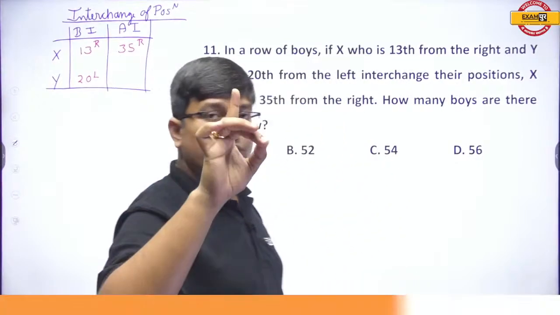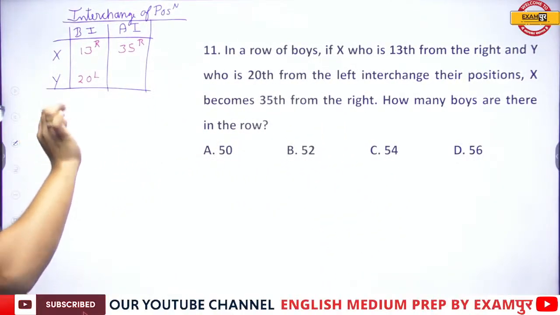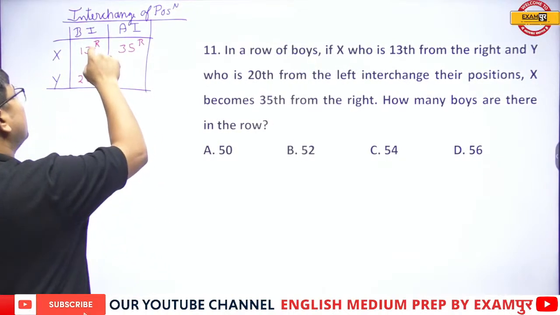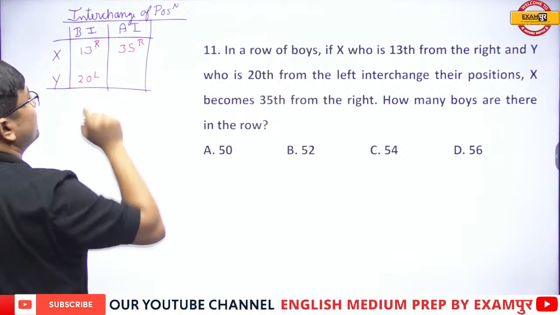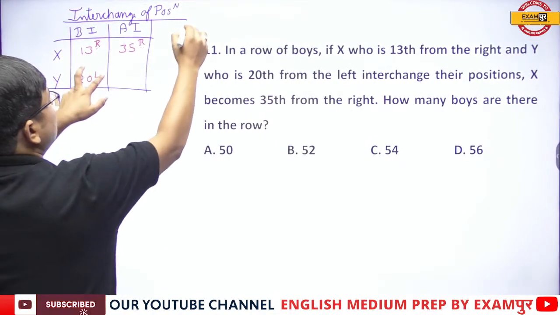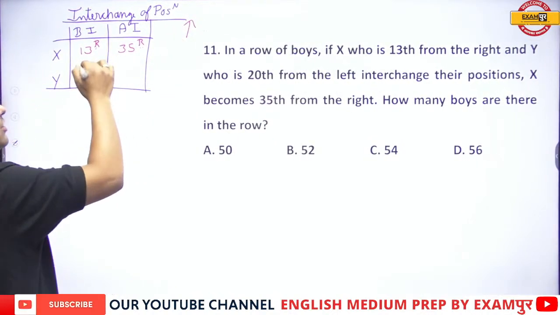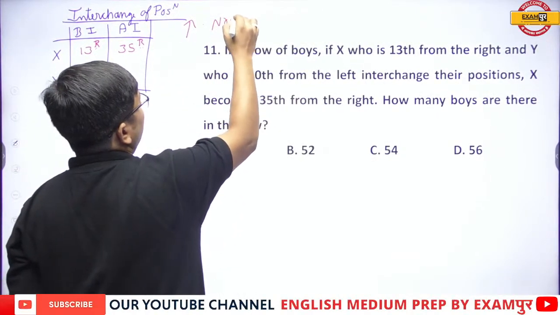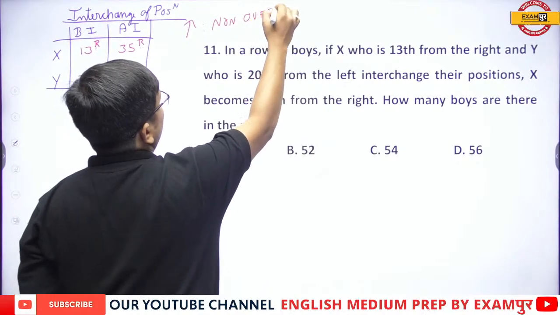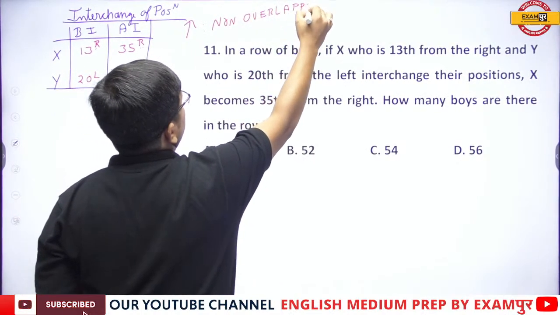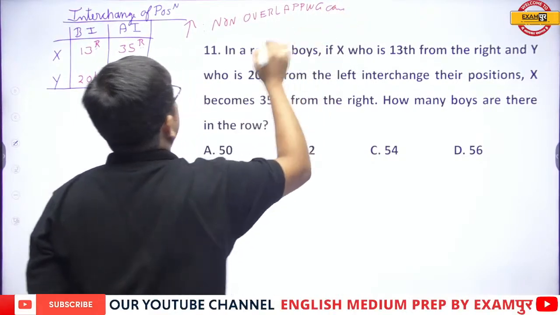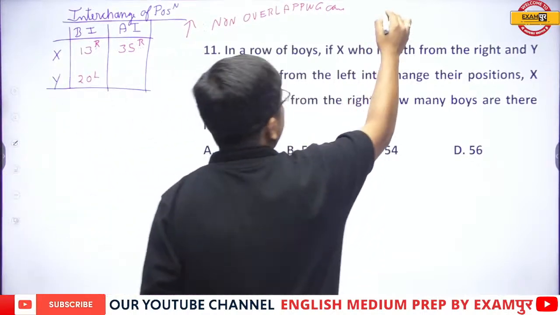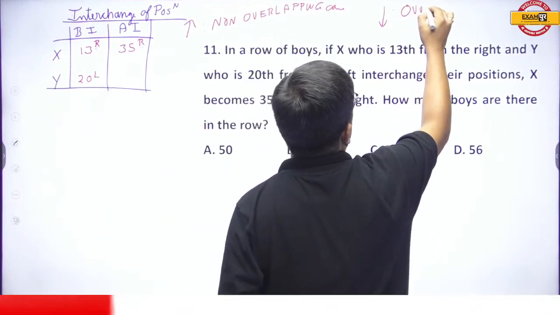After the interchange, the position of only one of them is given, and it is given from the same end from which it was given earlier. So earlier also right end, so now also right end. If this position is increasing, from 13 it becomes 14, 15, 16, anything, then it is a non-overlapping case. And if it decreases, it becomes 12, 11, 10, 9, etc., then it is an overlapping case.